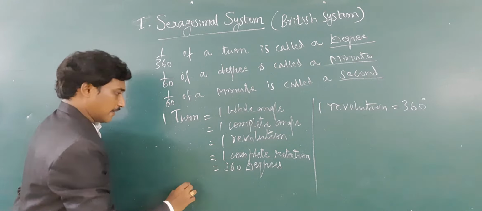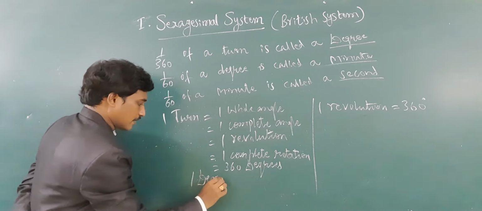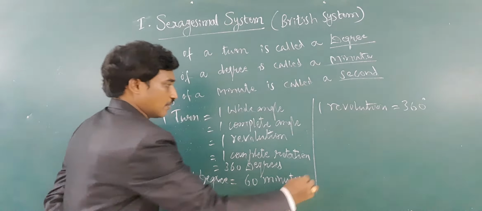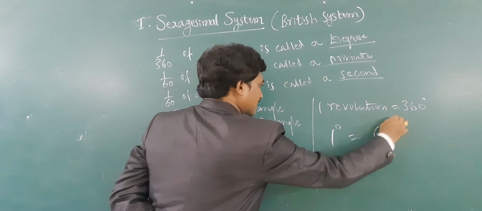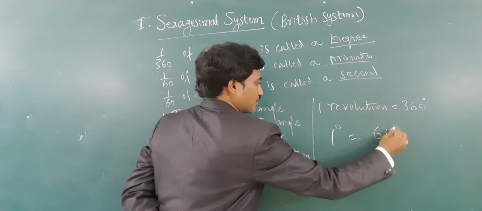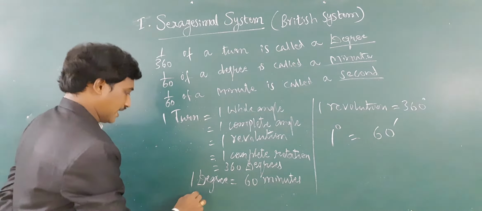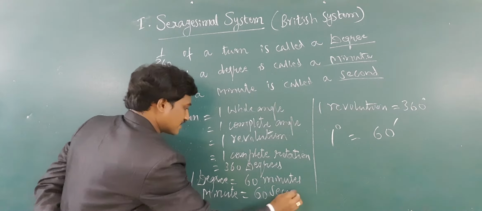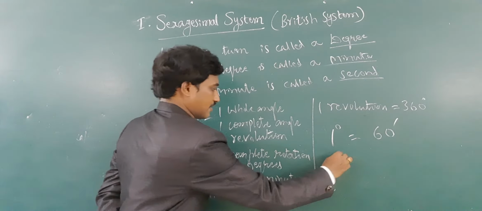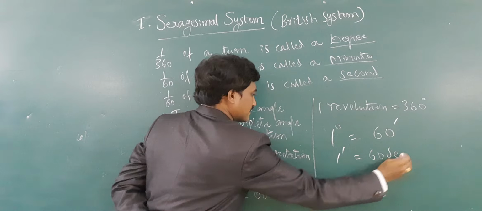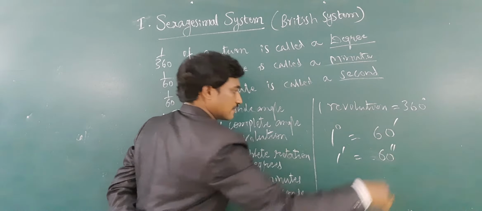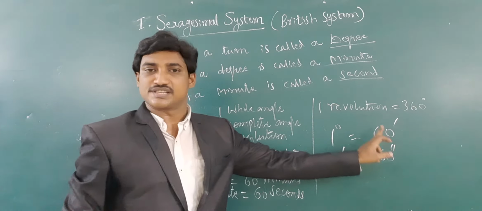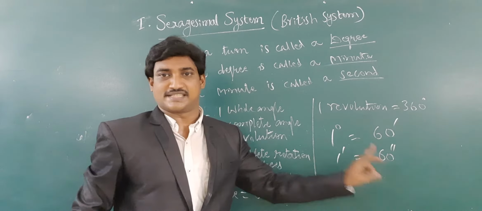One more, one degree is equal to 60 minutes. 1 minute is equal to 60 seconds. 1 revolution is 360 degrees. 1 degree is 60 minutes. 1 minute is 60 seconds.